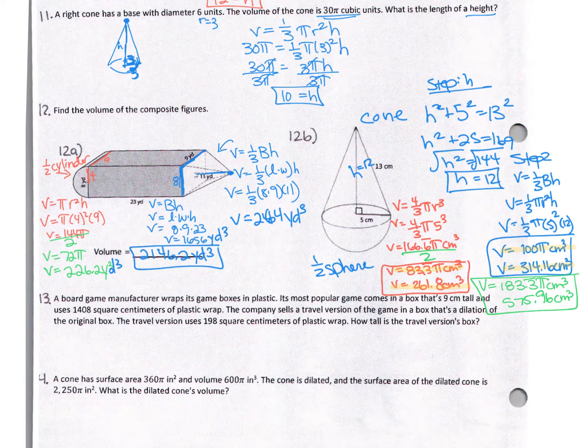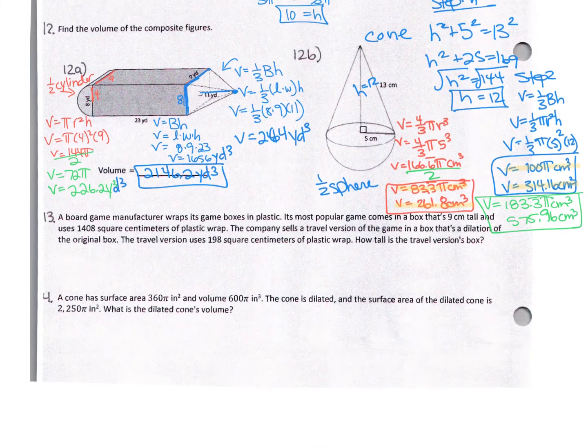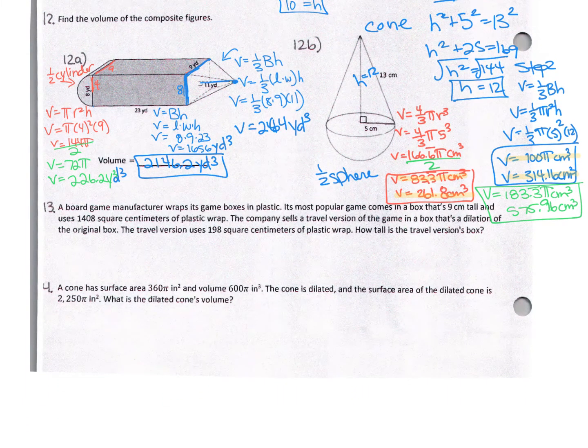So let's take a look at 13 and 14. 13 is an example of a two-step problem. By the way, these are on page 573 of our book. These are really the identical problems. I just changed the numbers. So let's take a look at them.